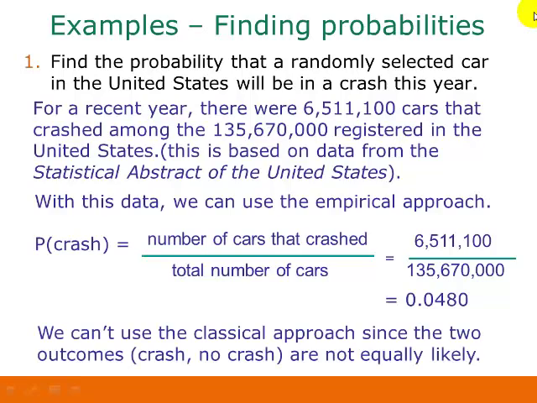Now in this one we couldn't use the classical approach since our two outcomes, and that is that the car crashes or that it doesn't crash, are not equally likely. Really the only thing that we have is data, and so there's no way that we can do anything with equally likely outcomes in this one.